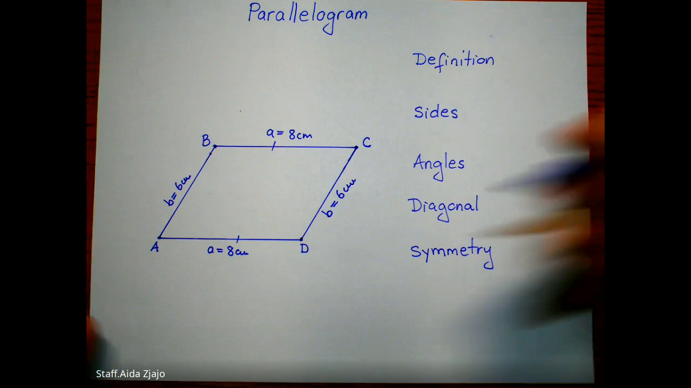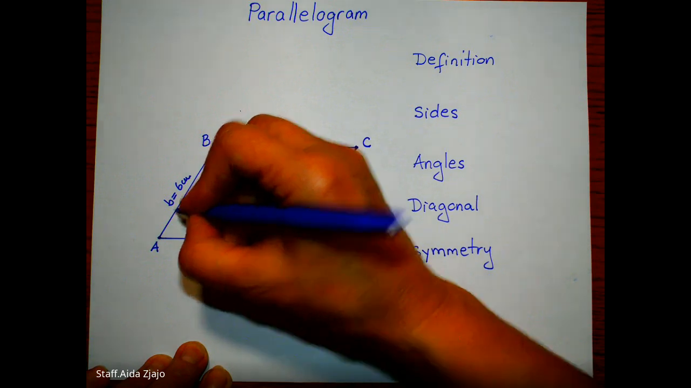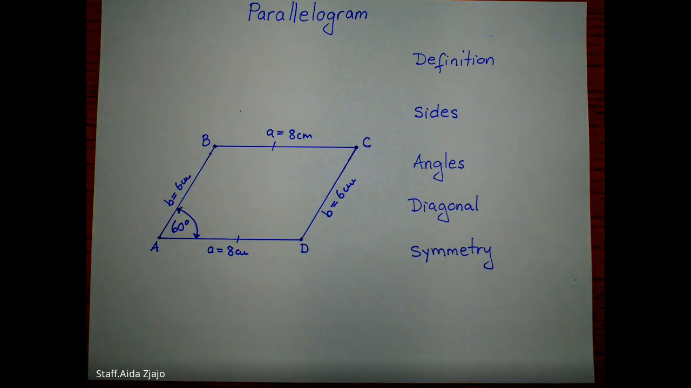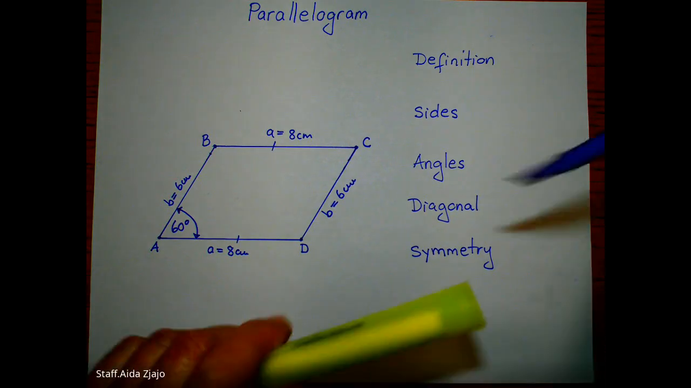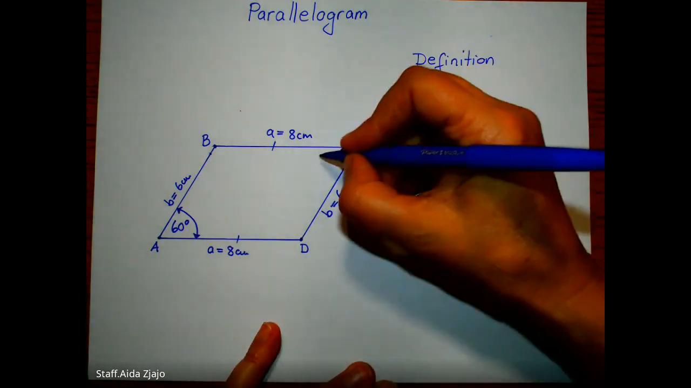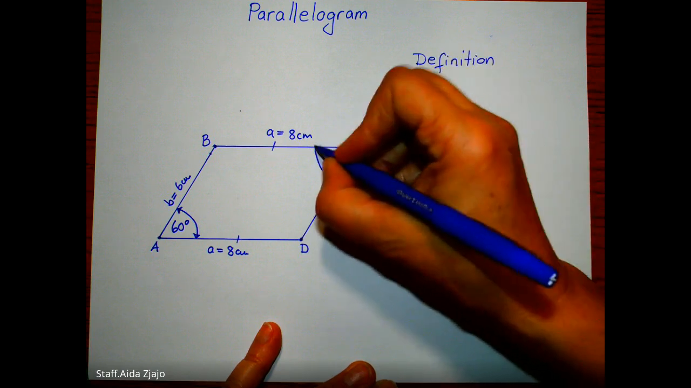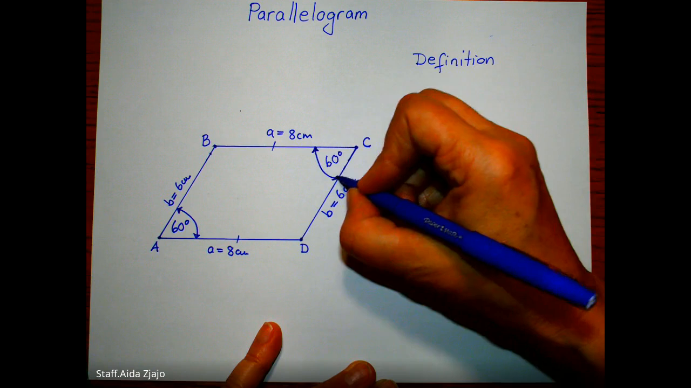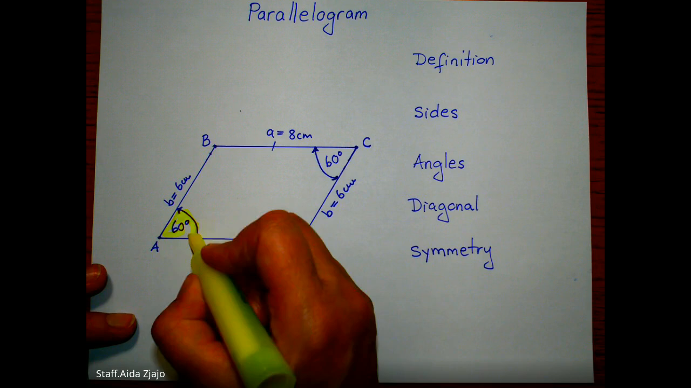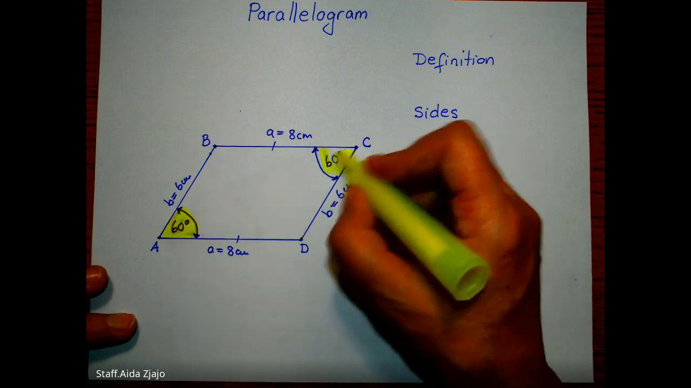I also can label my angles. This one is an acute angle, 60 degrees, that I already measured, and opposite to that will be a congruent angle, 60 degrees. So these are opposite angles, and they're congruent, 60 degrees, and this one must be 60 degrees as well.